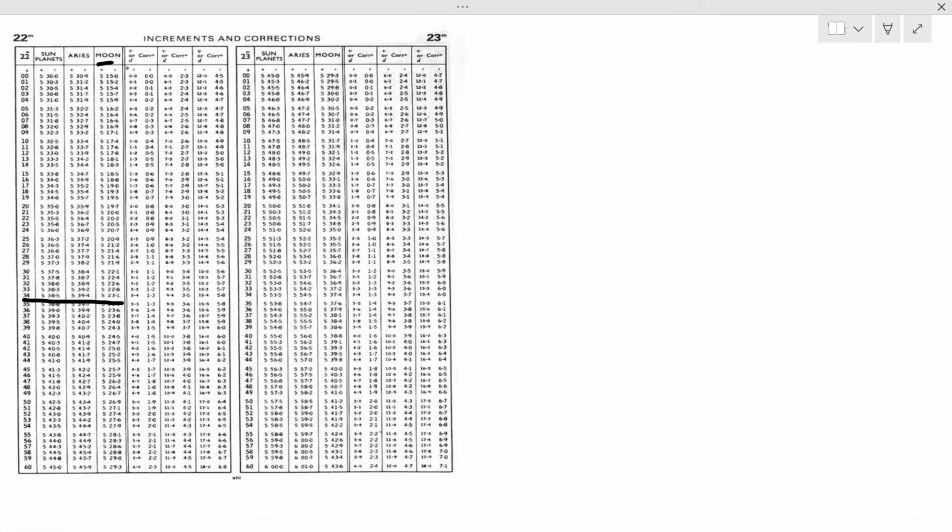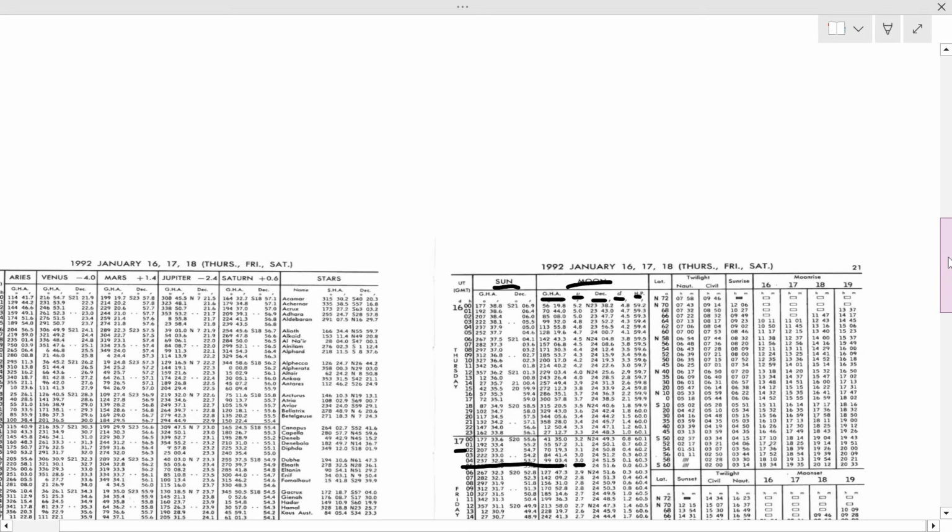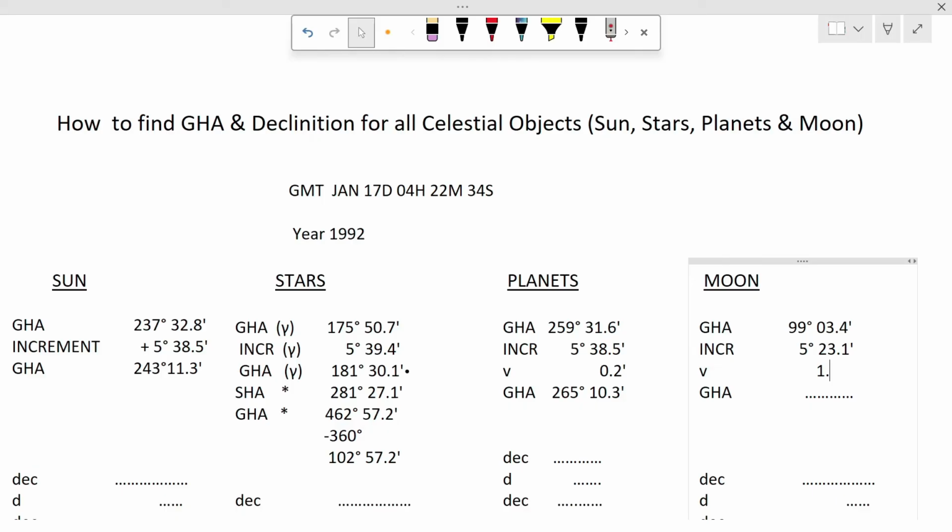Now on the increment and correction pages, we have to find the V correction. These are the V corrections, and now we have to find for 3 minutes. For 3 minutes, the V correction is 1.1 minutes. And the V correction will be added for the Moon, because if you see in the nautical almanac, you won't find any negative sign for V. So the V correction is 1.1 minutes.